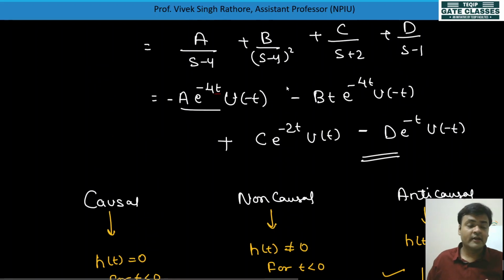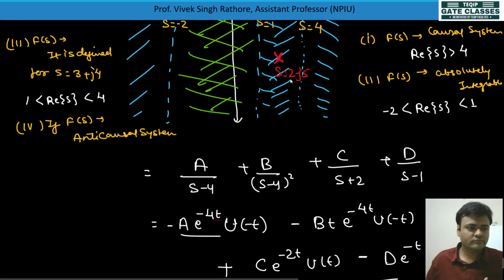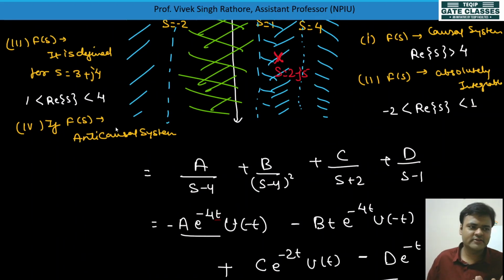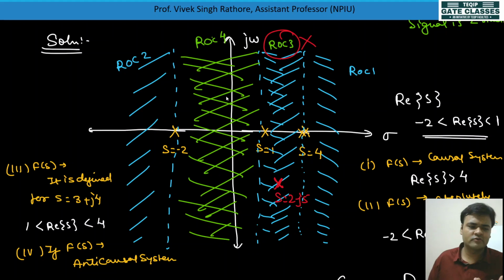Now what I was asking: if F of s is to represent an anti-causal system, which ROC should be taken? You will tell me, sir, anti-causal means totally left-hand sided, so ROC number 2 will be considered.